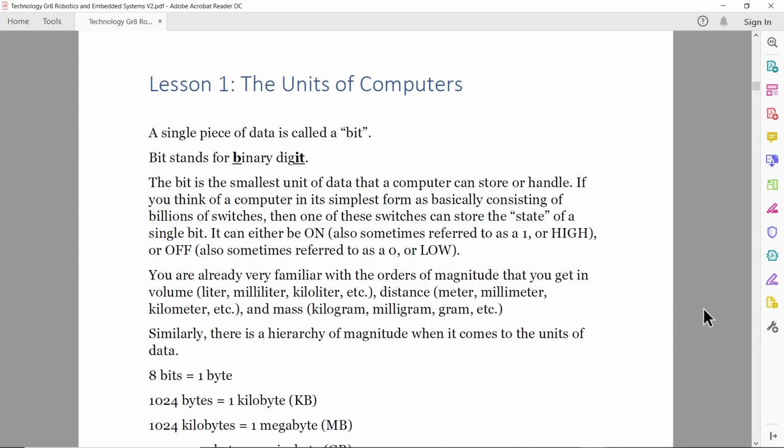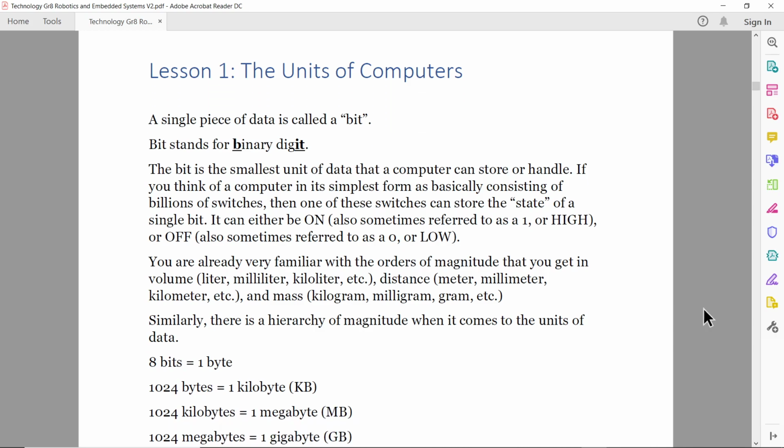Right, the units of computers. We've heard about these before, but it might make a bit more sense when we talk about it here in a more formal format. A single piece of data is called a bit. The word bit is made up from binary digit. One bit is the smallest unit of data that a computer can store. One bit of memory can either hold a 1 or a 0. It's either high or low, or on or off. Those are various ways you can refer to it.